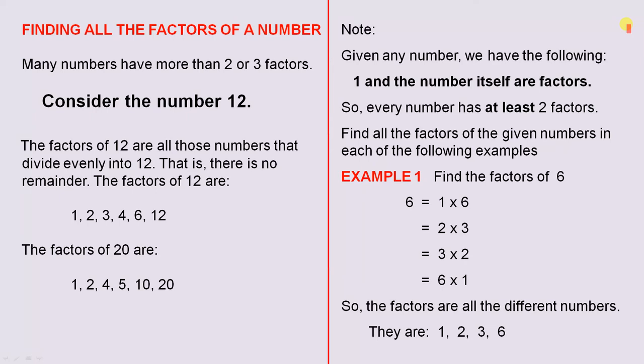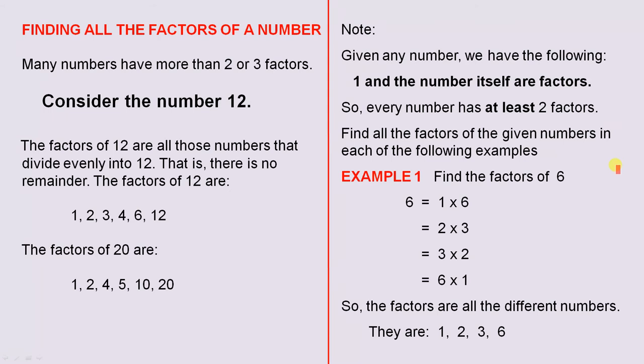Note, given any number, we have the following. 1 and the number itself are factors. So it doesn't matter what the number is, it has at least 2 factors. Now, the exception here is the number 1 itself, because the number 1 only has 1 factor. But given any number other than 1, that number will have at least 2 factors. So every number has at least 2 factors.